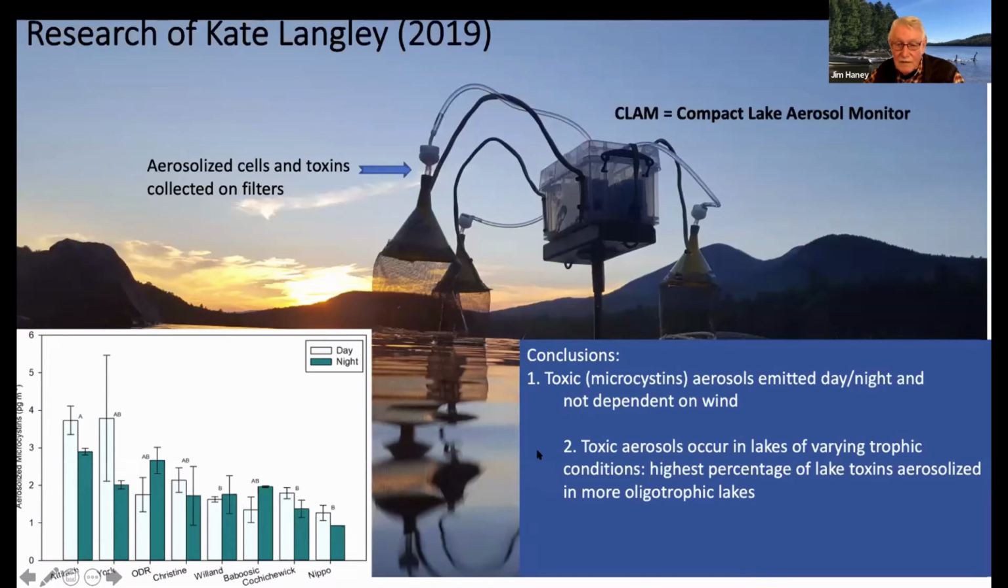Secondly, that these toxic aerosols occurred in lakes. Generally, these lakes were mesotrophic to oligotrophic, so they were low trophic conditions. And what she found was essentially a confirmation of what we'd found earlier with the picoplankton. That is, that the highest percentage of the toxins in the lake were actually aerosolized in the more oligotrophic lakes. If you remember, the more oligotrophic lakes tend to have more of the picoplankton, so it made perfect sense, although no one had measured that.